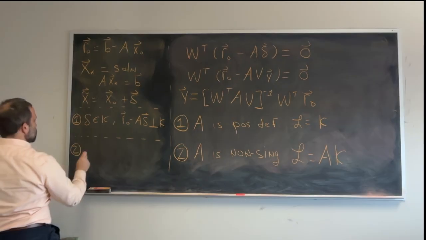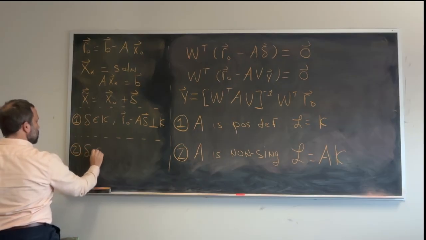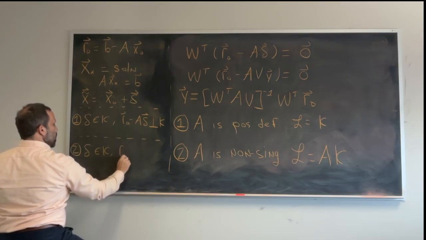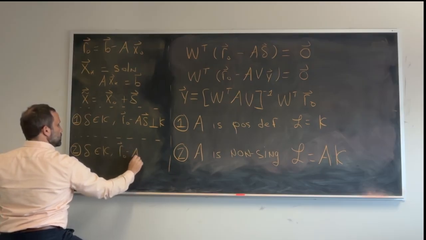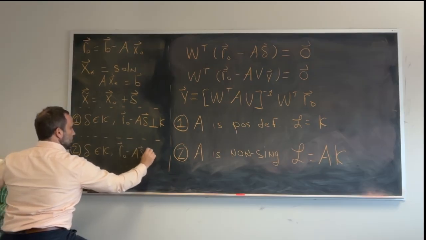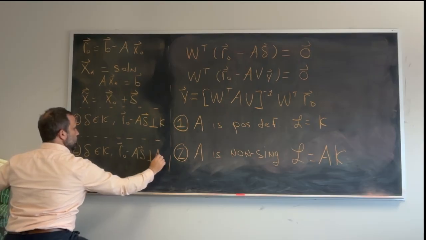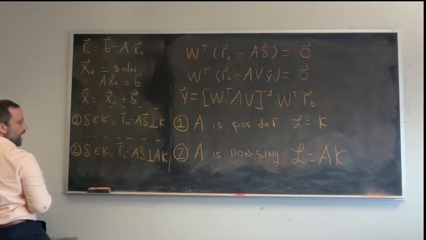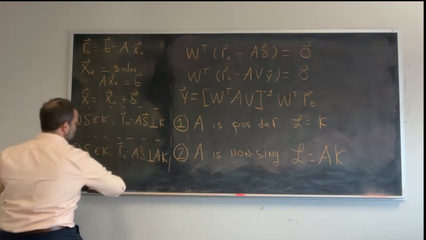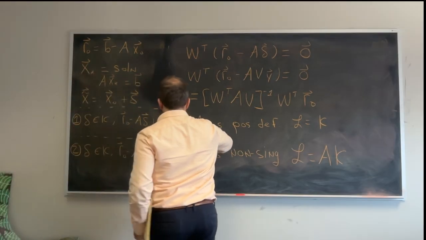Two, the other thing that we're going to look at is delta is in K, and we want r naught minus A delta to be orthogonal to the image of K under A. And that's going to correspond to the second matrix thing.